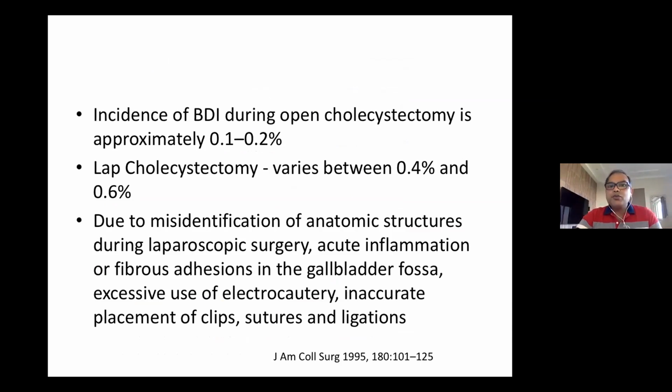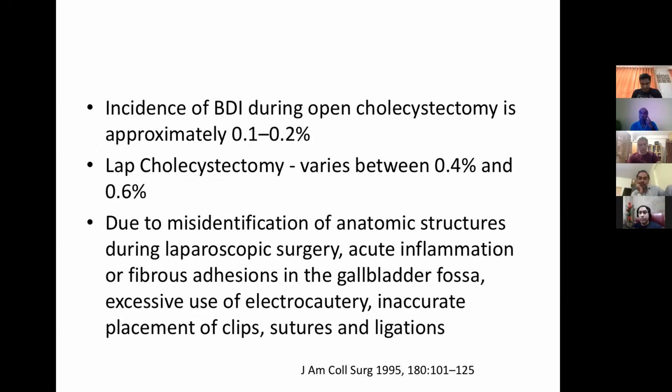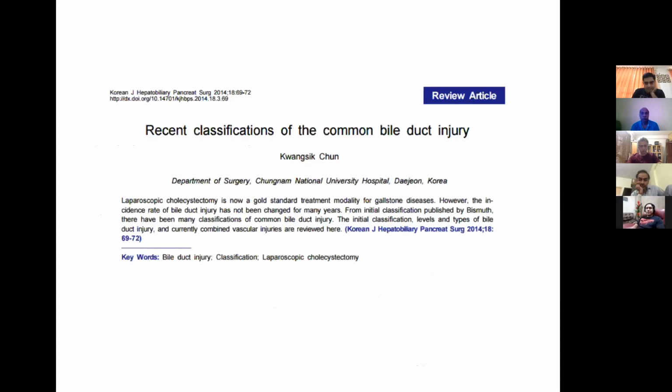The incidence of bile duct injury at the time when open cholecystectomy was common was 0.1 to 0.2%. But we have to understand that lap cholecystectomy, of course, is comfortable for the patient, but the number of patients with benign strictures has increased compared to open cholecystectomy, rising to 0.4 to 0.6%. And why does this happen? This is basically because of anatomical variation in the bile duct, and when the gallbladder is inflamed it is not easy to do the surgery, and with excessive use of electrocautery there are bile duct injuries.